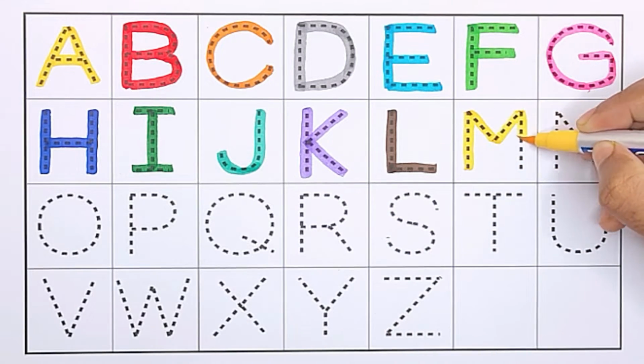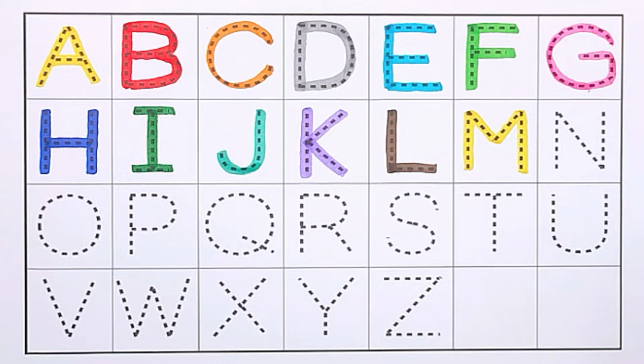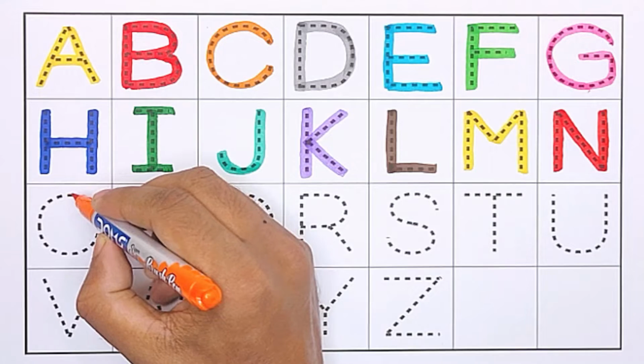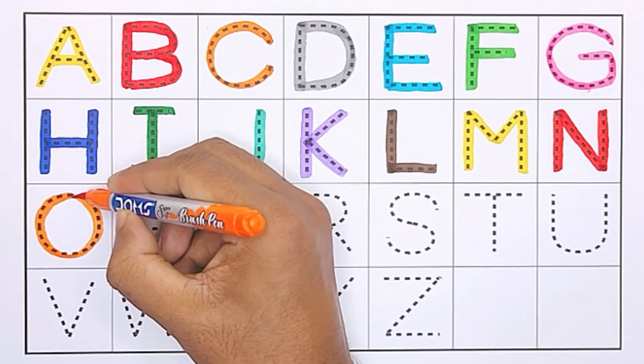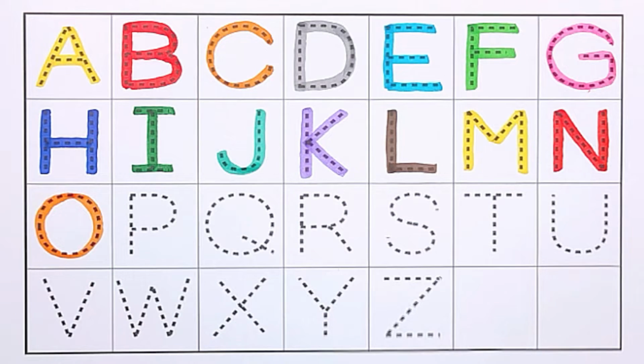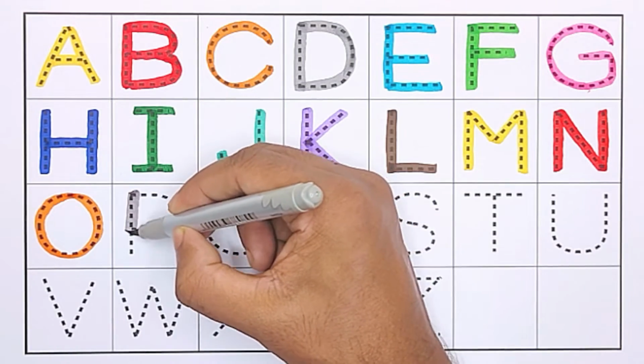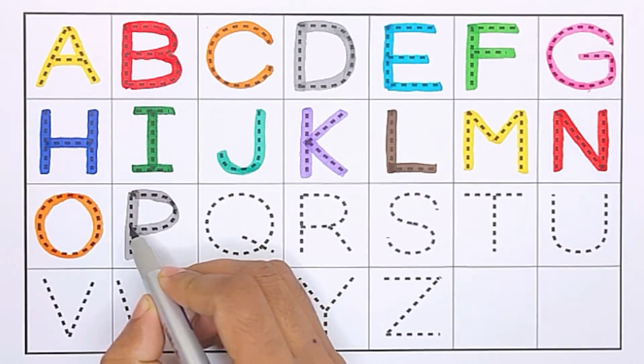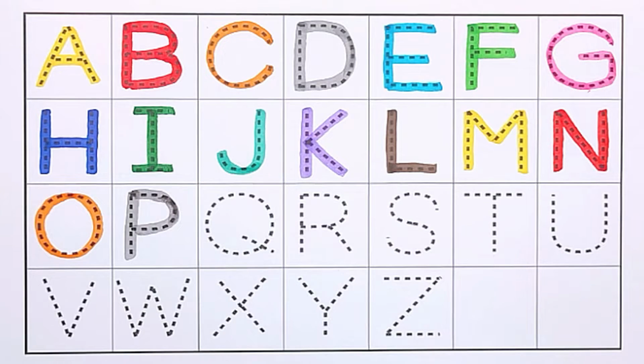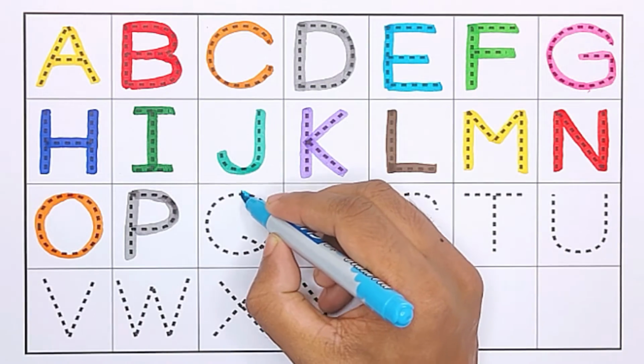M for mango. Red color. N for noodles. Orange color. O for octopus. Gray color. P for pear. Sky blue color.